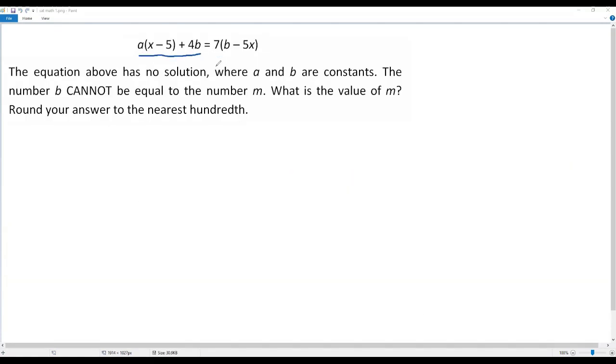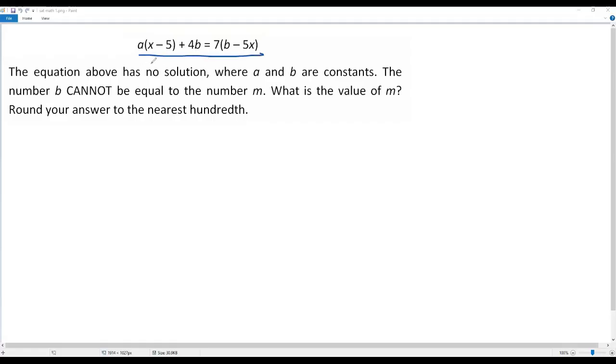a times (x minus 5) plus 4b equals 7 times (b minus 5x). The equation above has no solution, where a and b are constants. The number b cannot be equal to the number m. What is the value of m? Round your answer to the nearest hundredth. Here we have a linear equation.